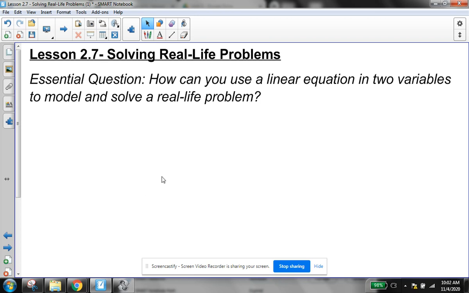Today we are going to keep working on what we've been doing with word problems, pretty much reviewing them but putting everything together with slope-intercept form and point-slope form, and making sure that you can read a word problem and pick out the important details. So today's focus is solving real-life problems. By the end of today's lesson, you're going to be able to use a linear equation in two variables to model and solve a real-life problem.